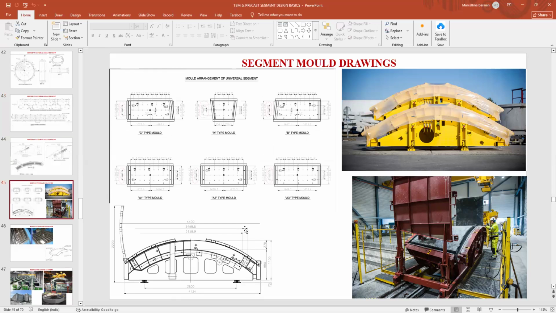Now these molds are put in the segment factory. So we are making a separate segment production factory or segment casting factory in any TBM project where the segments are being manufactured. Now, before starting the project, you have to manufacture a sufficient number of segments, so that during the movement of the TBM, you have sufficient segments to be fitted.